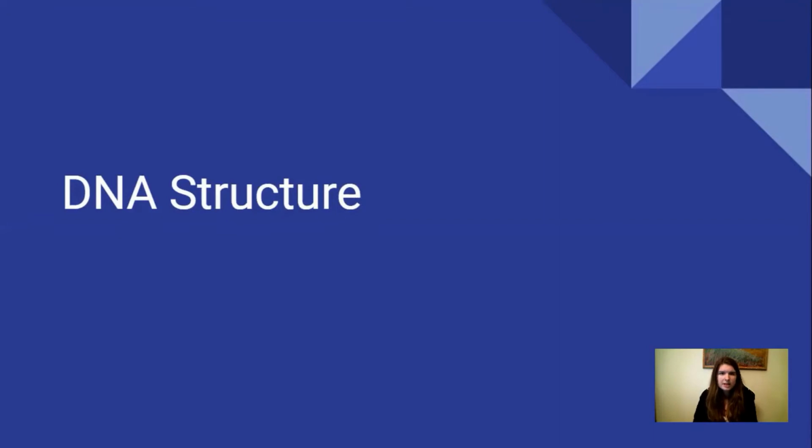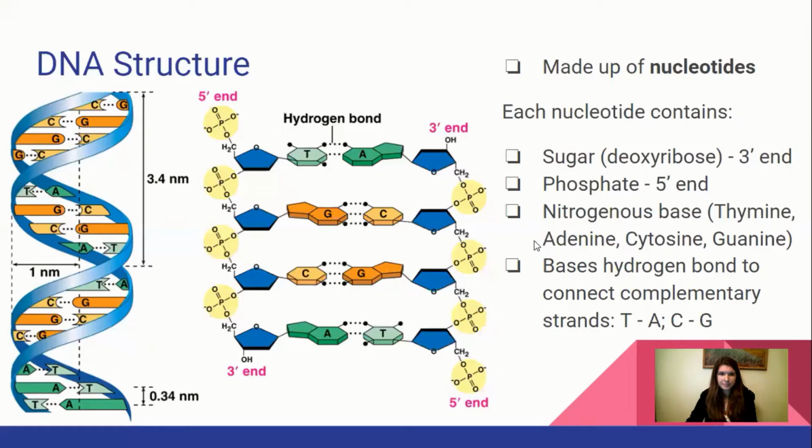So to talk about genetics, we first need to talk about the structure of DNA. So thus far, we've talked about nucleic acids. So we've covered what a nucleotide is, the monomer of DNA. So we should remember that every nucleotide contains a sugar, a 5-carbon sugar, a phosphate group, and a nitrogenous base.